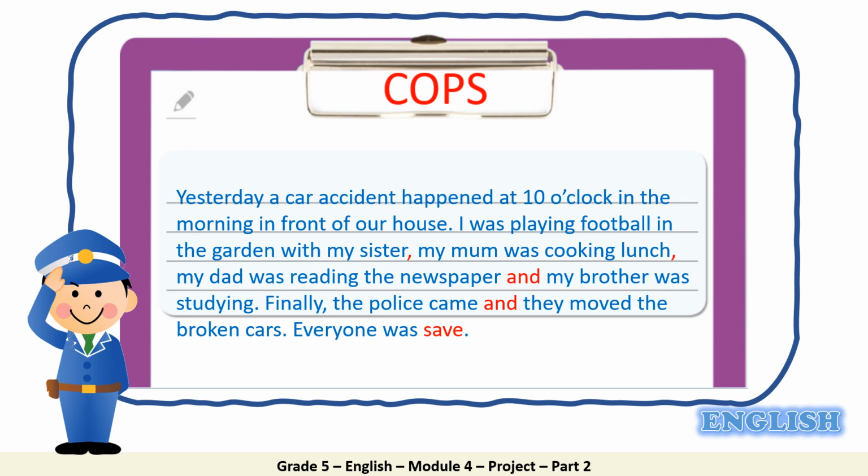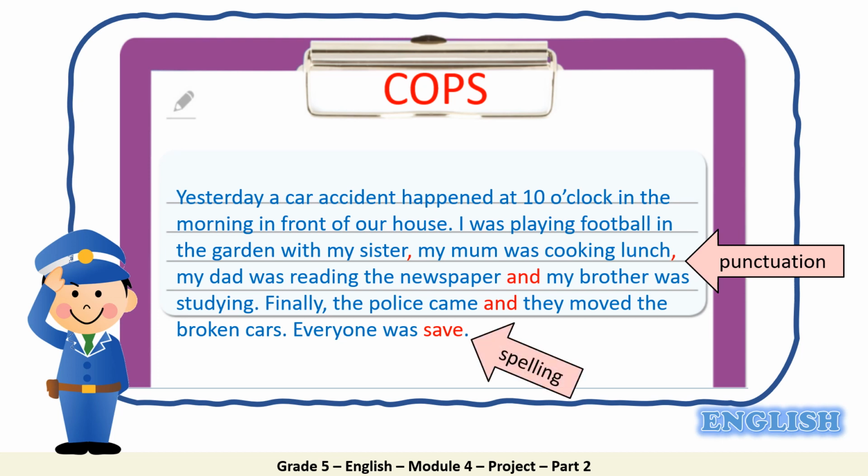Okay, now let's go to the P, punctuation. Well, I can join these sentences with commas or with and. Okay, let's move to the last one. S, spelling. I have one spelling mistake at the end. The word safe should be with an F, not with V, because it's a noun, not a verb.